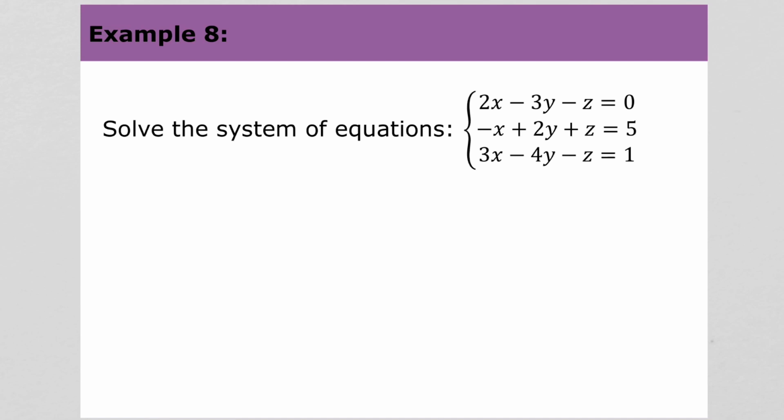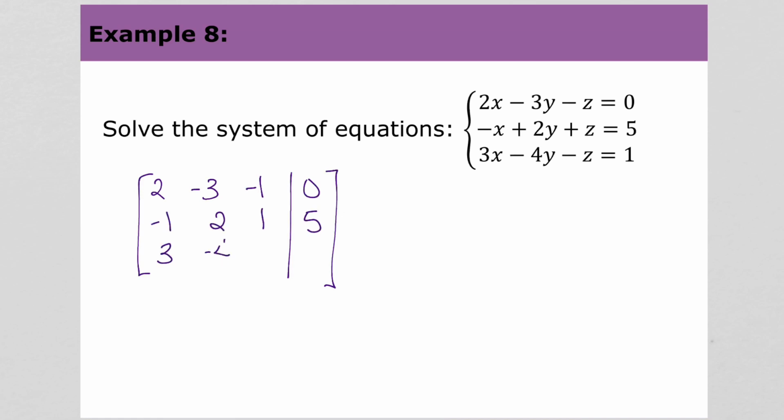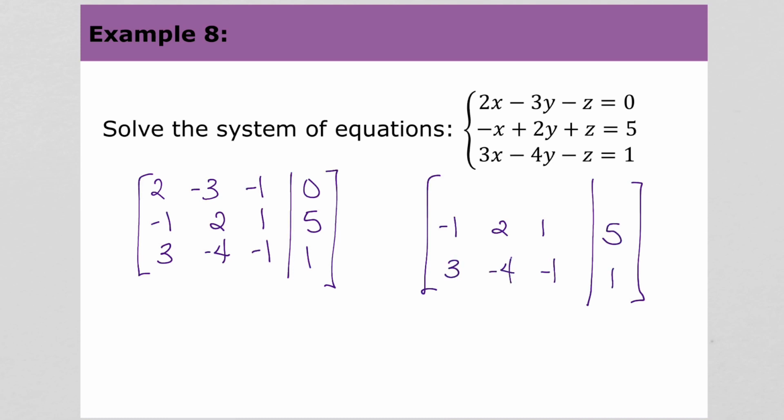I'm going to speed up a little bit more on our actual steps here. So, first we have 2, negative 3, negative 1, 0. Negative 1, 2, 1, 5. 3, negative 4, negative 1, 1. First step, we're changing the first row, not the other two. So I'm just going to bring them over, because in the first row, we have to get a 1 right here.